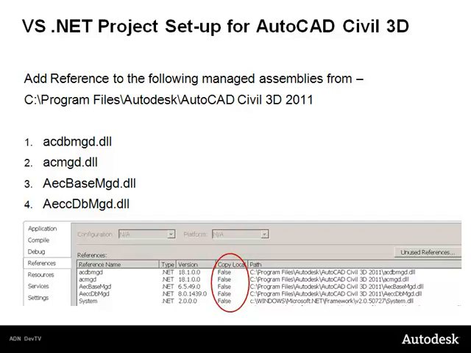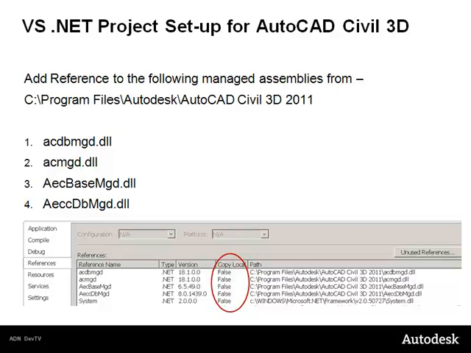For that, you browse to the install directory of AutoCAD Civil 3D and select the base libraries acdbmgd.dll, acmgd.dll, aecbasemgd.dll, and aeccdbmgd.dll. Please note that these are the base AutoCAD and Civil 3D managed libraries. Your .NET assembly can use classes defined in additional libraries too.